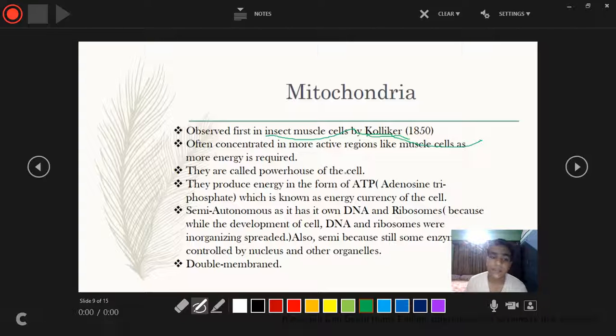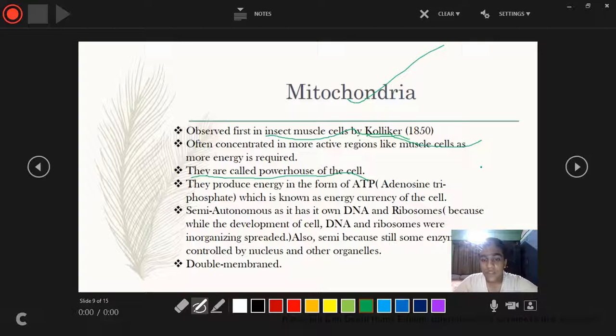Why? They are called the powerhouse of the cell. They are mainly used for production of energy. Their main function is to produce energy. So they are more present in active regions like muscle cells. In muscle cells you have to do more muscular work, so more energy is required. If you have to apply more force, then you have to gain more cellular energy. That is provided by mitochondria. So it is more present in active regions. They are called the powerhouse of the cell.